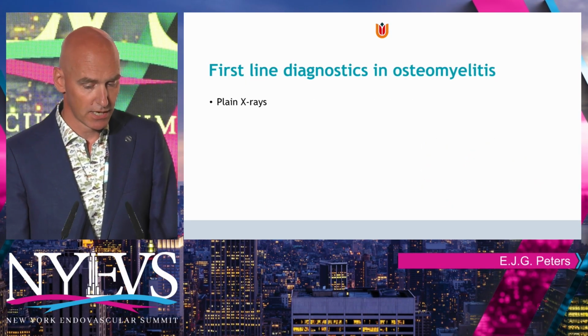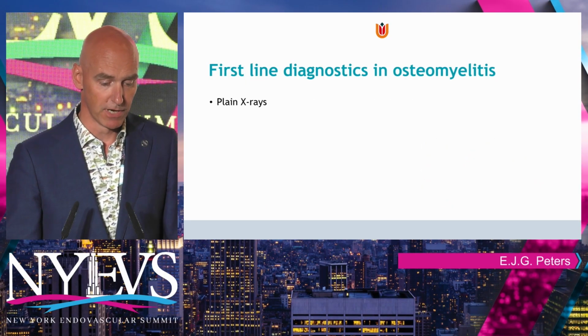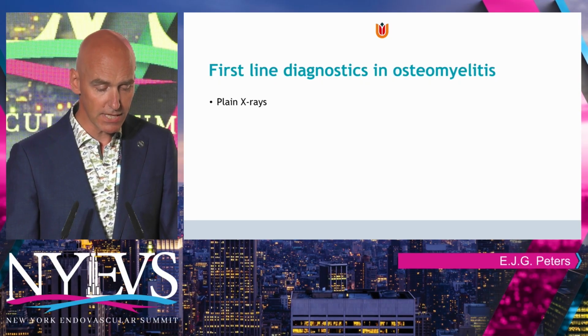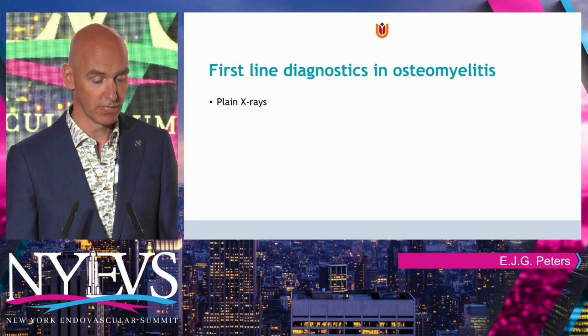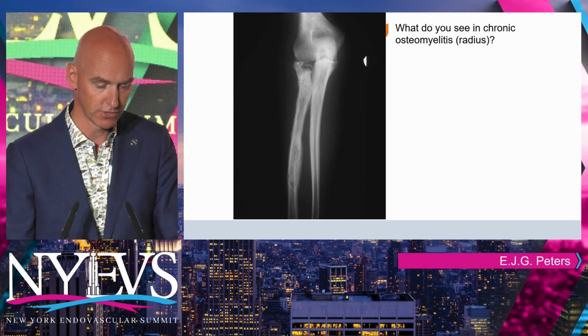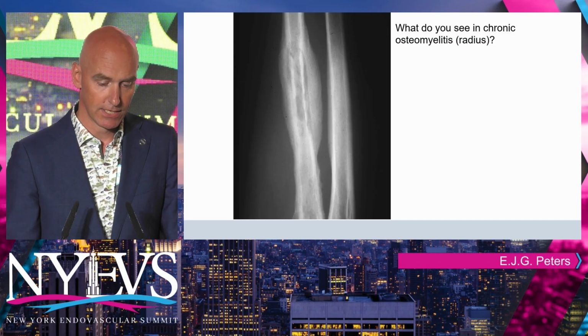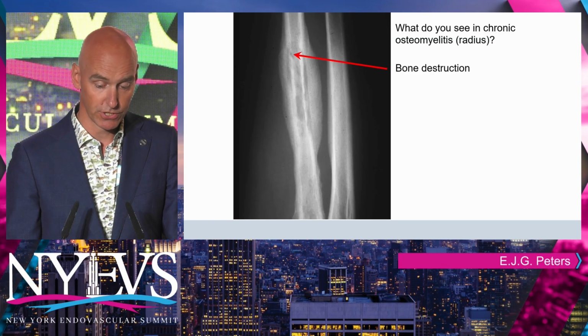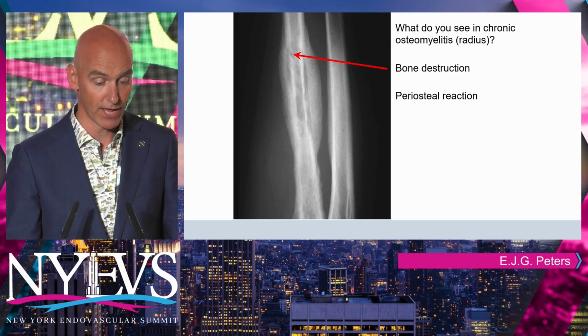So how about the first line in diagnostics in osteomyelitis? Well, in the guideline, we suggest you always take a plain X-ray. What can you see in a plain X-ray? Well, this is not a foot, of course, it's the radius. And what you see here is bone destruction. You can see a periosteal reaction.